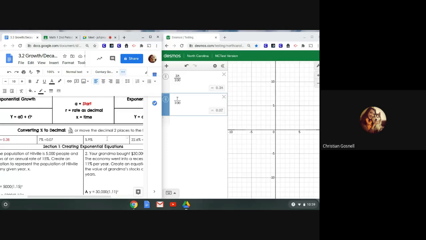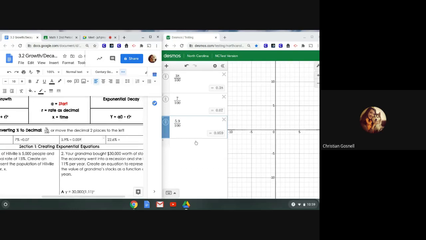5.9%: if we wanted to convert that to a decimal, we would take 5.9 and divide it by 100, which is 0.059. And the last one, if we convert 22.6% to a decimal, we divide that by 100, and that's 0.226.